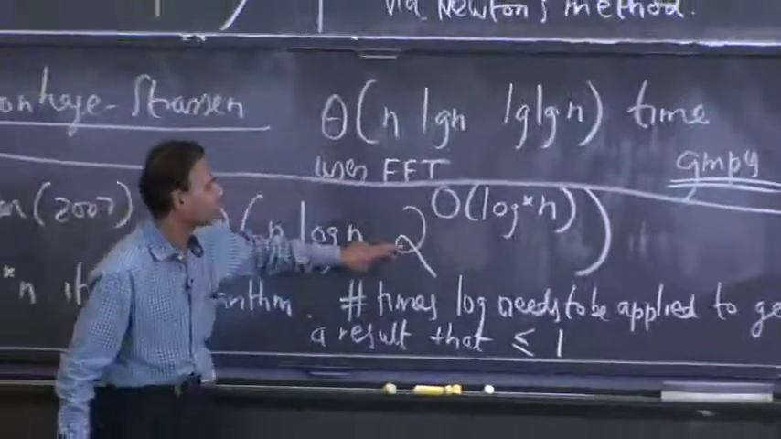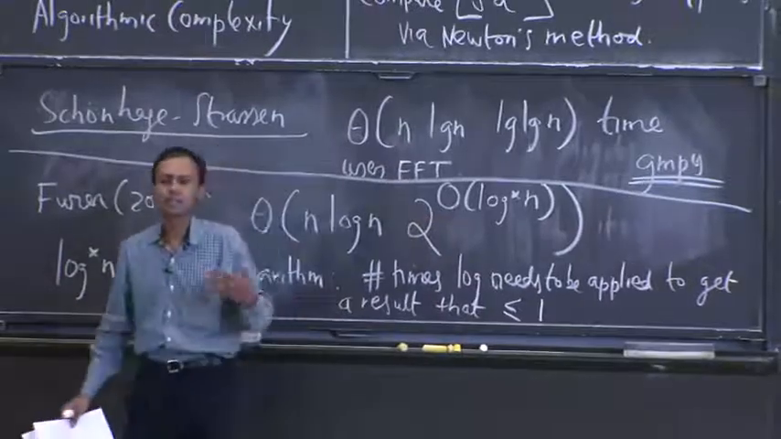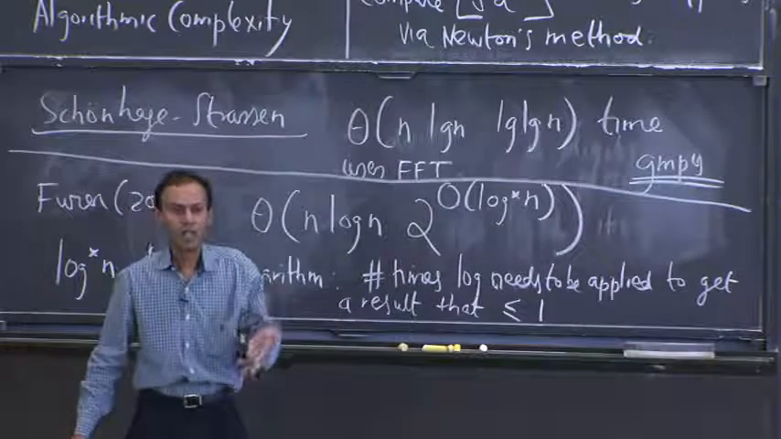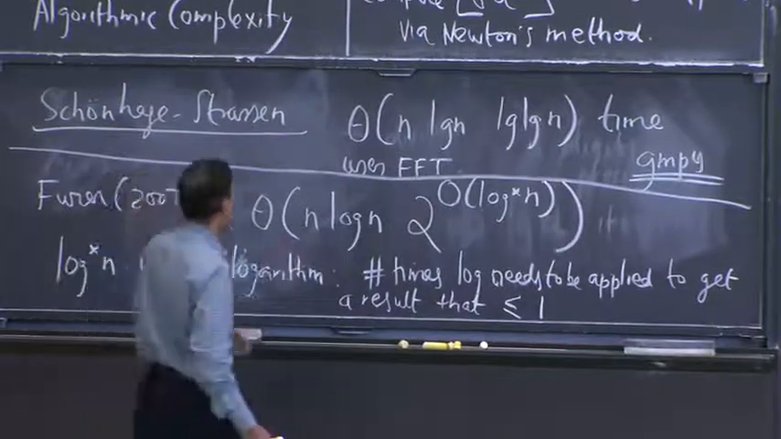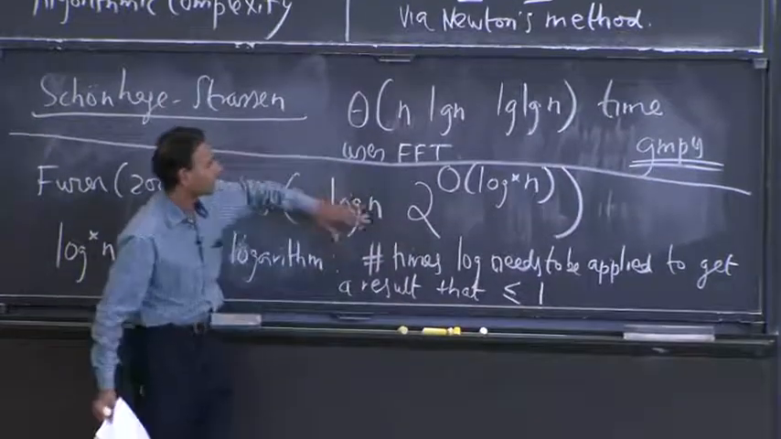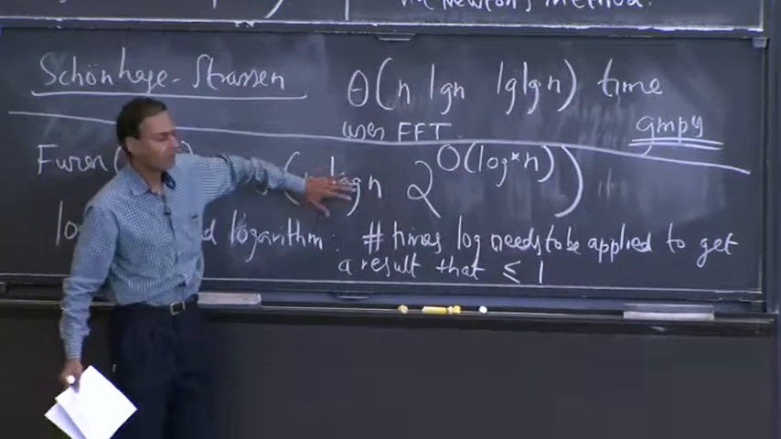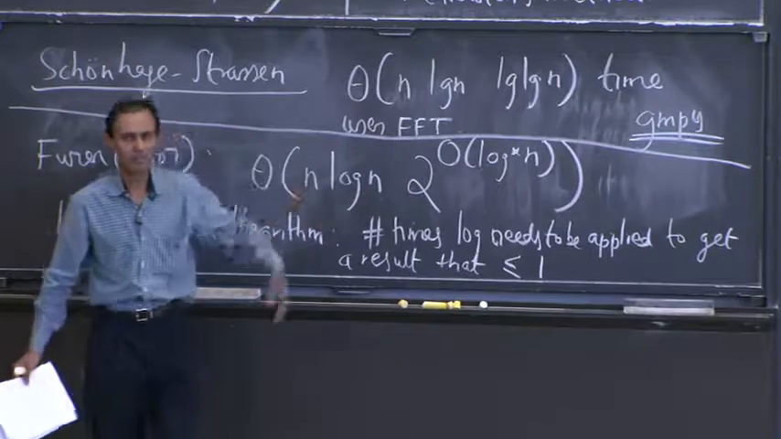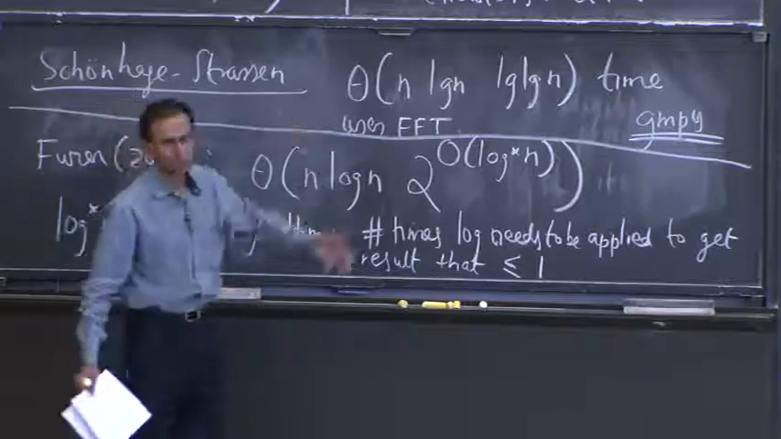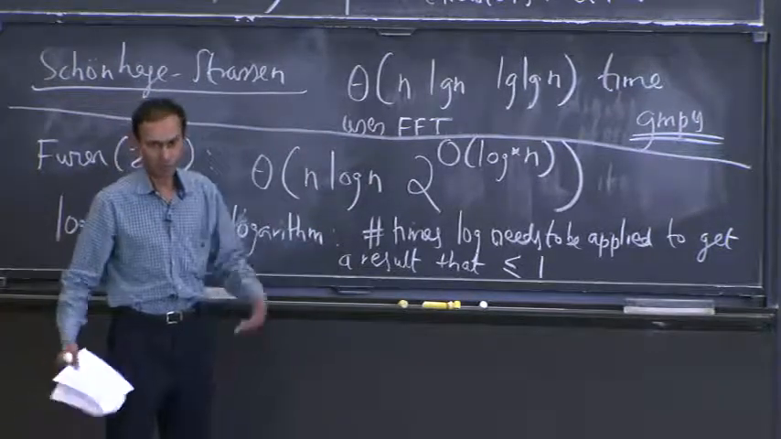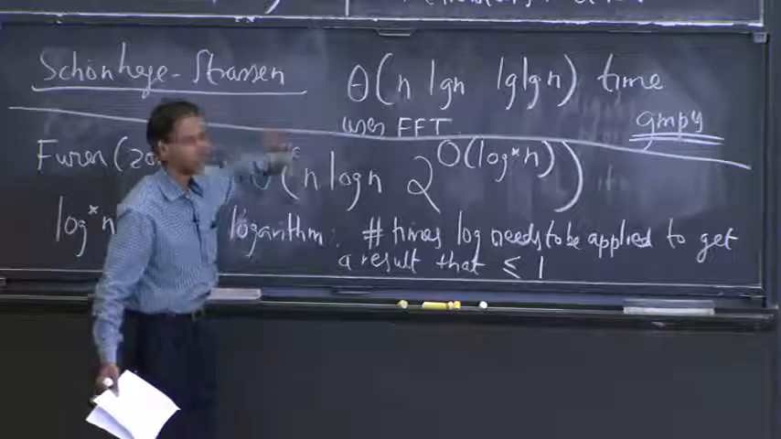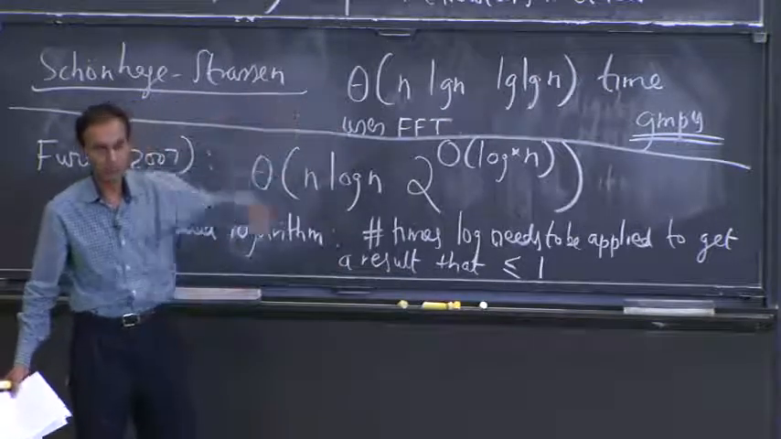even though this is 2 raised to something, it's 2 raised to a pretty small number. 2 raised to 10 would be 1,000. And so from an asymptotic complexity standpoint, this is the winner. From a practical standpoint, Schoenhage-Strassen is really what you probably want to use when n becomes very large, to the billions and so on.